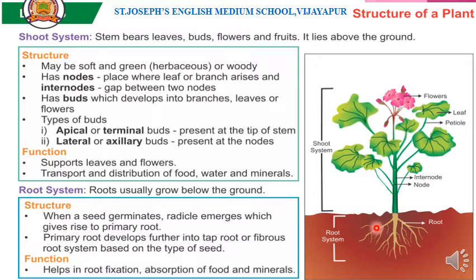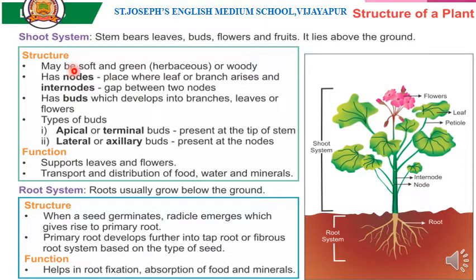Structure means we have different parts on the shoot system, which is filled with leaves, buds, flowers and fruits. Let us see the structure of shoot system. Shoot means stem. It may be soft, green or woody. Based on this, plants are grouped into three different types: herbs, shrubs and trees, based on the structure of stem. About that in detail we are going to discuss now.